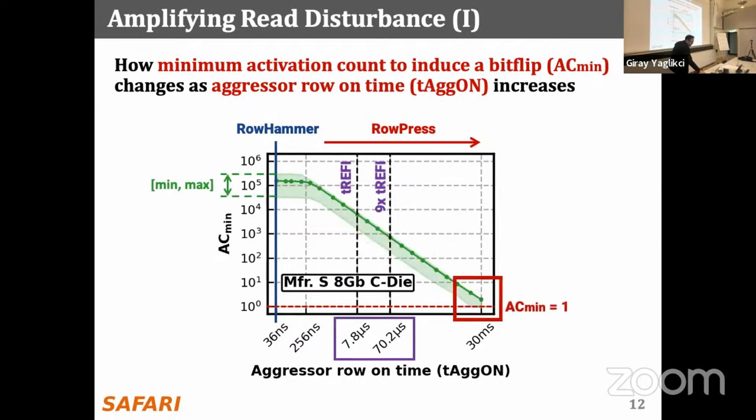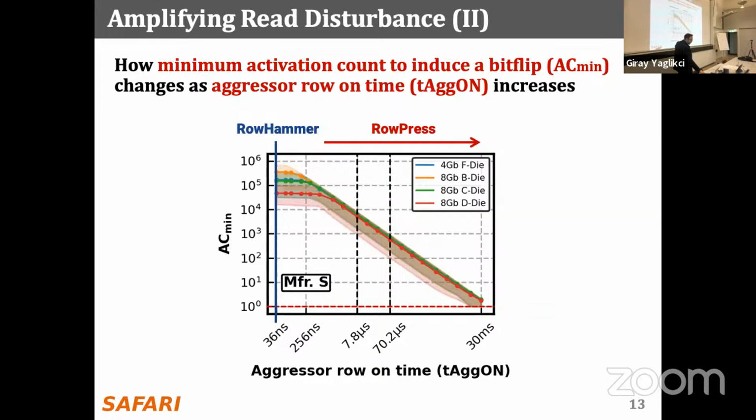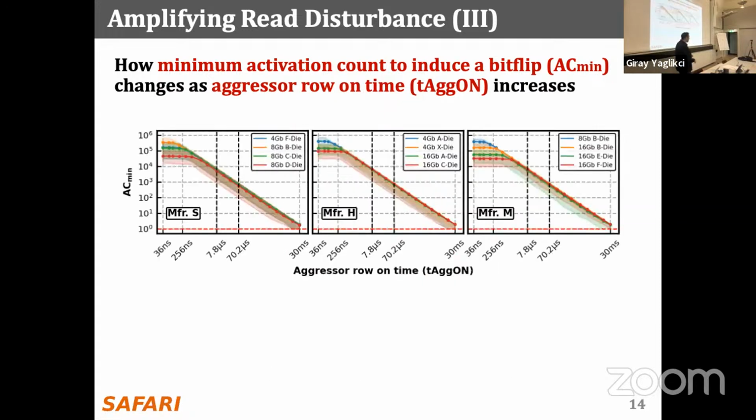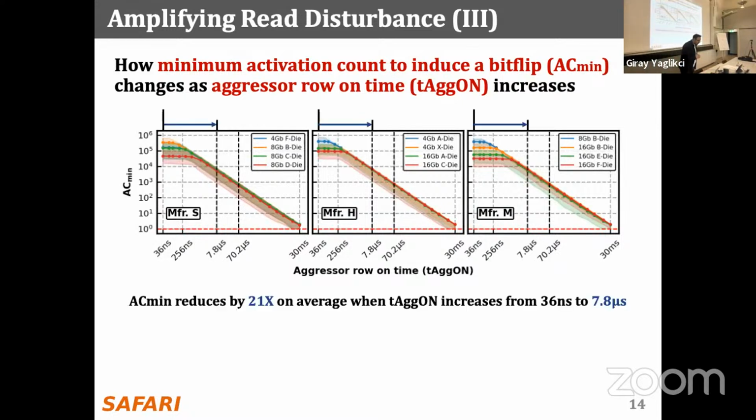So here is the curve. This curve was only for one module, one die revision, manufacturer Samsung, 8 gigabit C die. And this is all die revisions from manufacturer Samsung. Each curve corresponds to a different die revision and density here. The important thing is the behavior is common, right? We see the same decrease in all of them. And this is data from all three manufacturers. So we see some similar patterns.